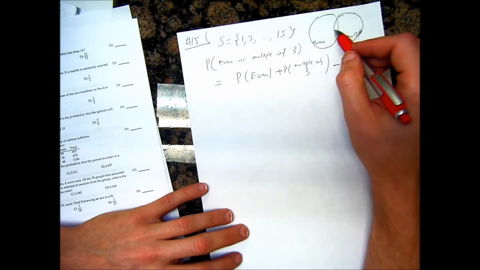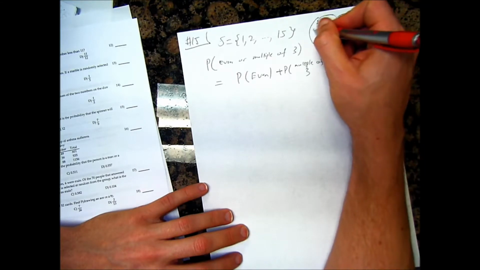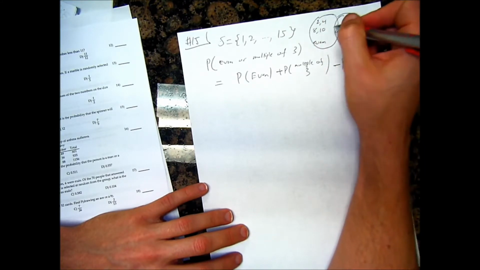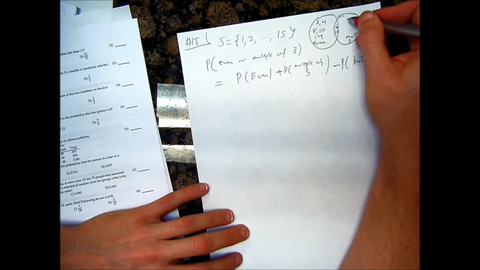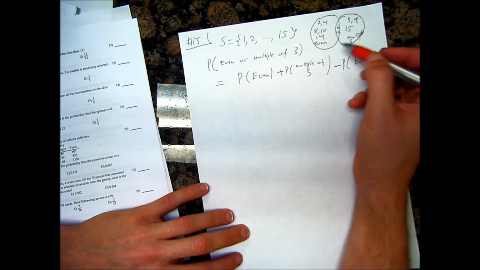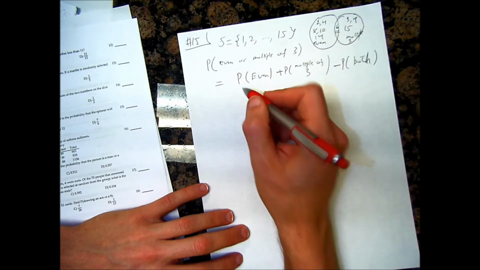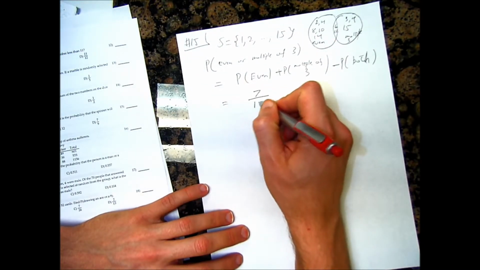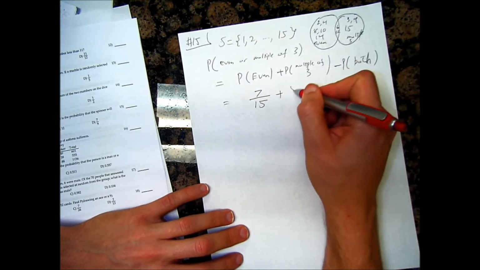So from numbers 1 to 15, my even numbers are 2, 4, 6, 8, 10, 12, and 14. But my multiples of 3 are 3, 6, 9, 12, and 15. So how many even numbers do I have? I have 1, 2, 3, 4, 5, 6, 7. So 7 out of the 15. How many multiples of 3 do I have? 1, 2, 3, 4, 5.